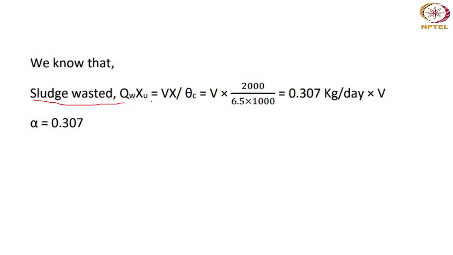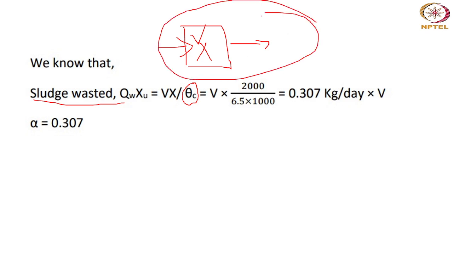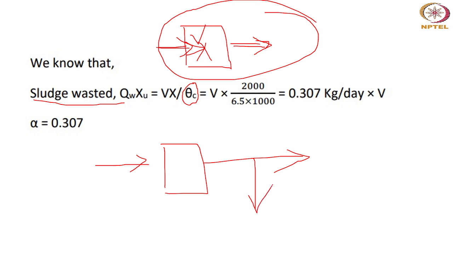It was nothing but QWX that was equal to Px by theta c. Theta c is the sludge retention time, and V is my volume of the aeration tank, and X is my MLSS concentration inside this tank, right? So this is my scenario, and if we are saying that everything is rejected, then suppose this is the scenario: incoming flow, effluent flow, and this is going out.